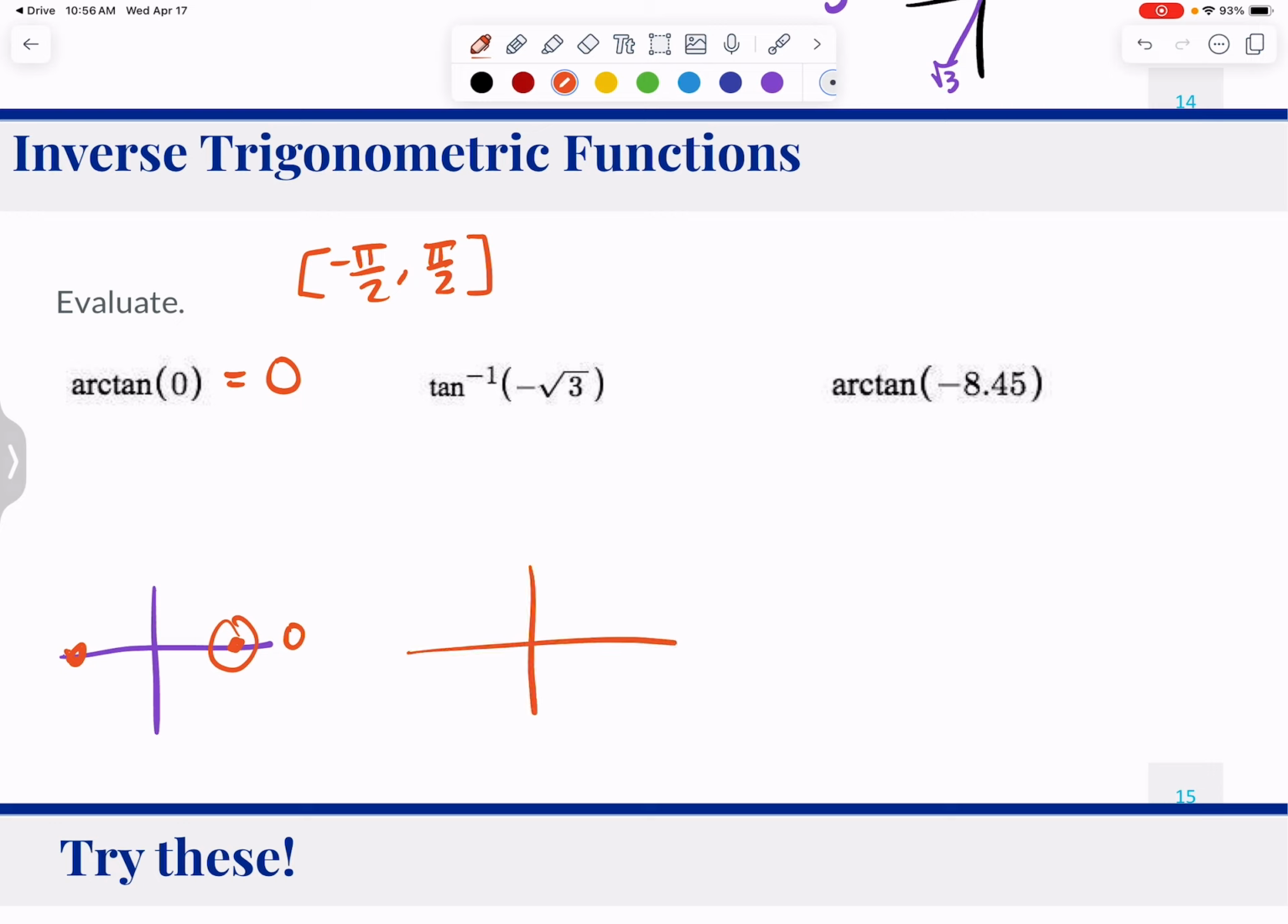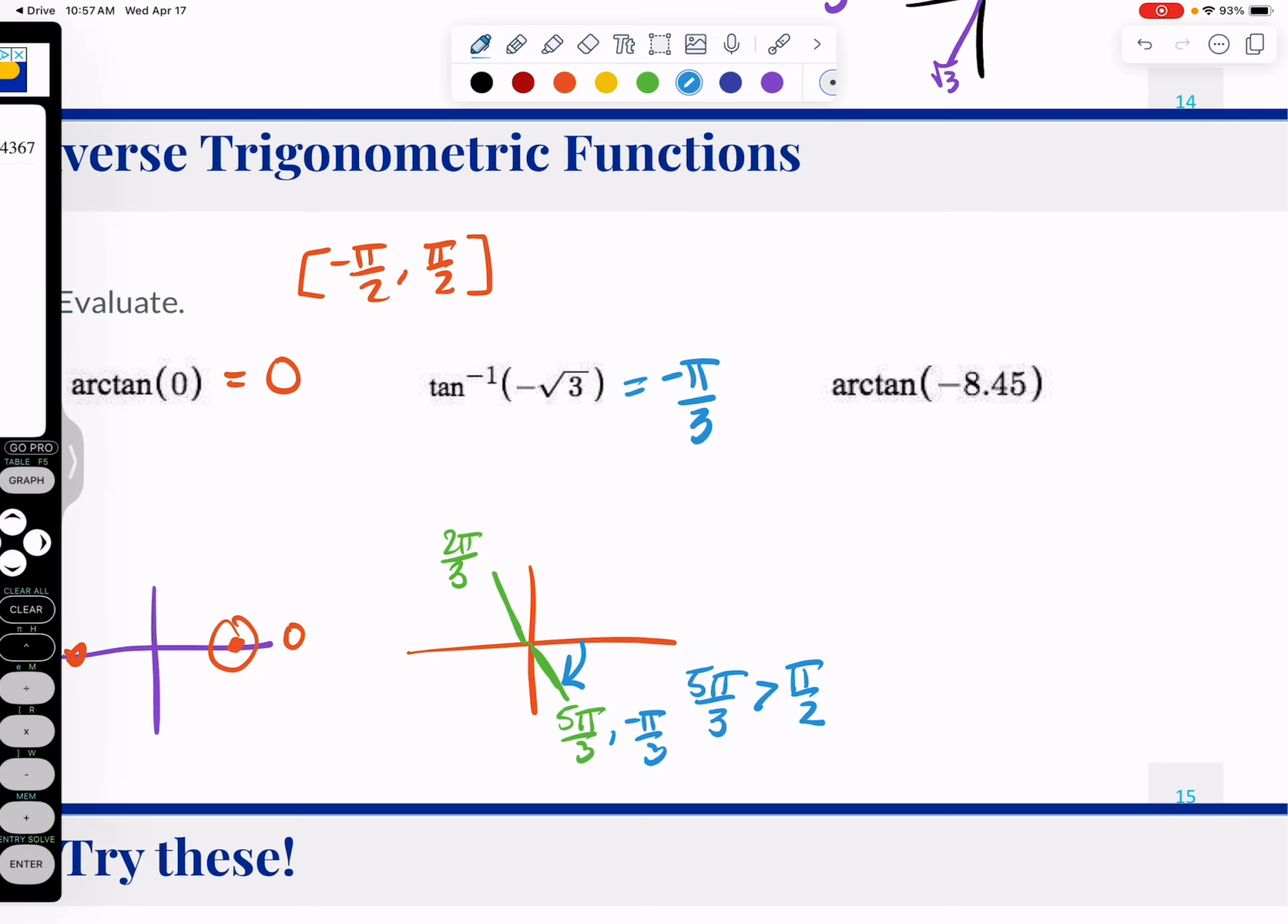If I want inverse tangent of negative root 3, we already talked about the root 3's being the pi over 3's, but tangent is negative in quadrants 2 and 4. So I'm usually thinking on my unit circle 2 pi over 3 and 5 pi over 3. But remember, 5 pi over 3 is greater than pi over 2. So that's not the answer I'm going to use for my inverse tangent function. I want the negative coterminal angle. So I'm going to do negative pi over 3. Those are the tricky ones, and they're definitely going to show up, so be really careful.